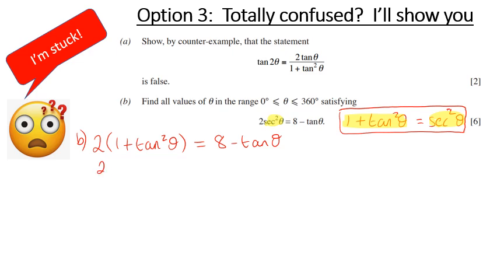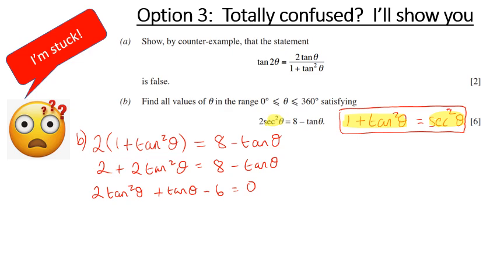So now I can expand this bracket, so 2 plus 2 tan squared theta equals 8 minus tan theta, and I'm going to get everything onto one side, as we always do with quadratics, because we want one side to equal 0. So on the left, let's bring everything over to the left. I'll have 2 tan squared theta plus tan theta, if I bring the minus tan over, and then if I bring the 8 over, 2 take away 8 is minus 6, and then this equals 0.